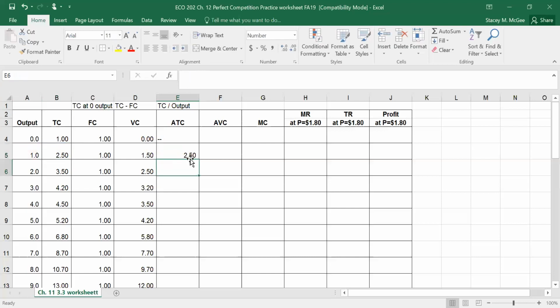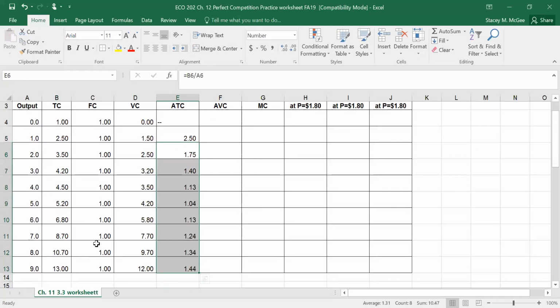There. And you know, you don't have to do this in Excel. I love Excel, so I'll do everything in Excel if I can. But it's the same math. I'm just cheating and doing it once instead of doing it for every single one. But you can do them all. And so just copy that down. But every single time, I'm just going to be dividing the total cost divided by the output.